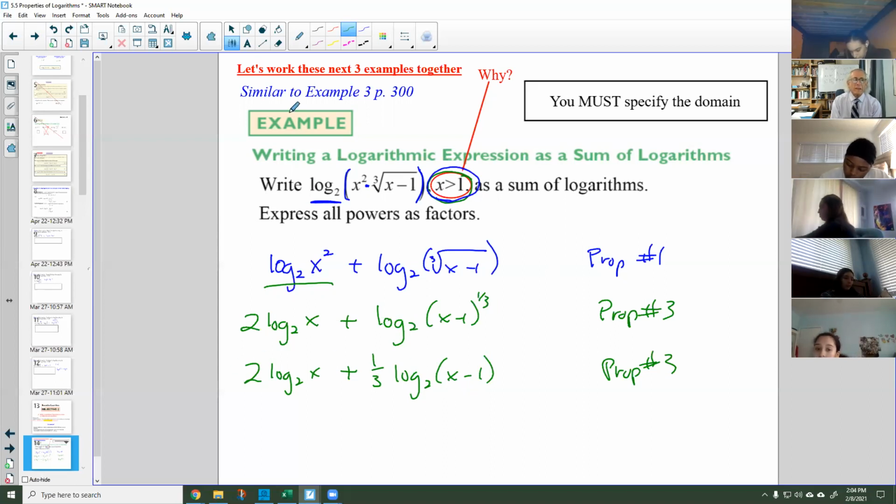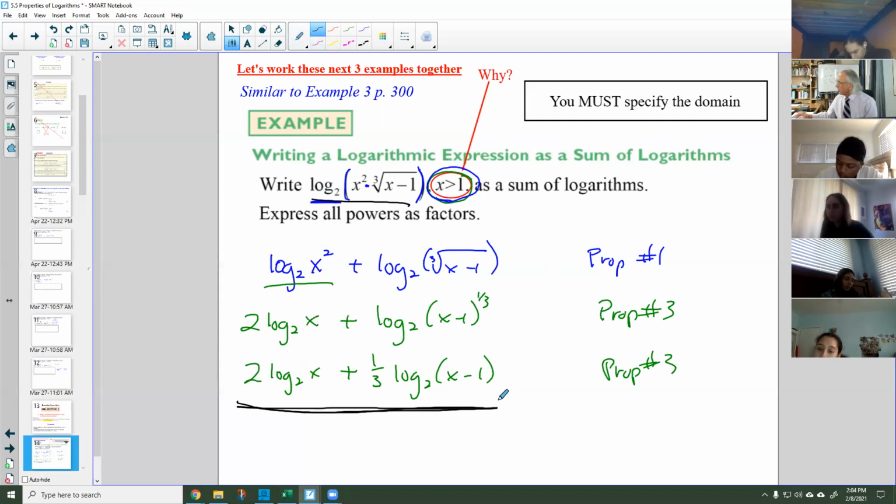So I have completely expanded this into being a sum of logarithms. So let's just pause for a question. Somebody want me to repeat something here? No, we're doing okay? Okay.